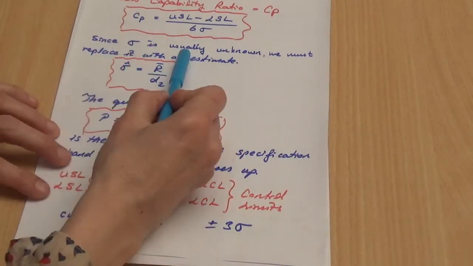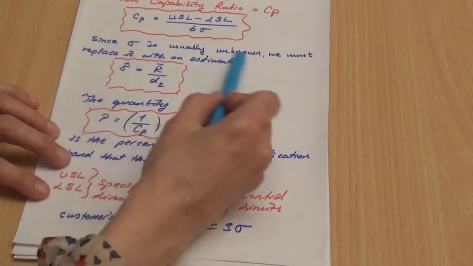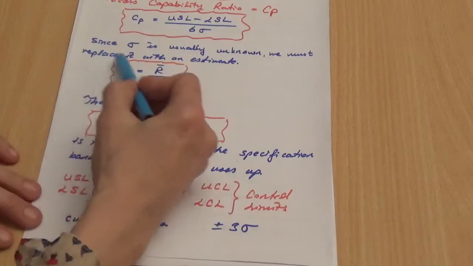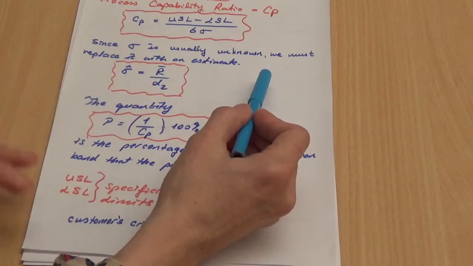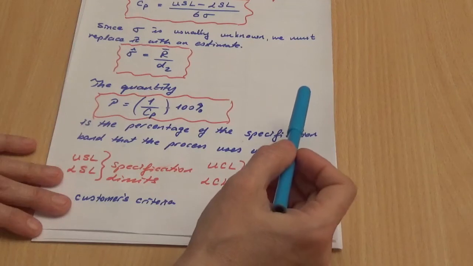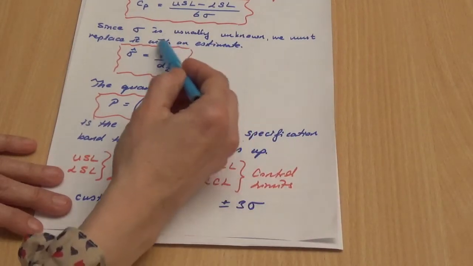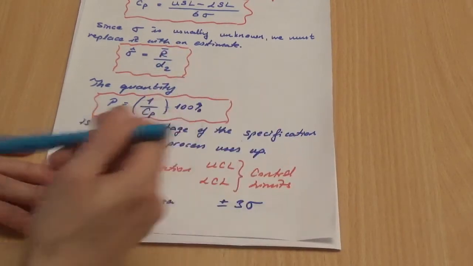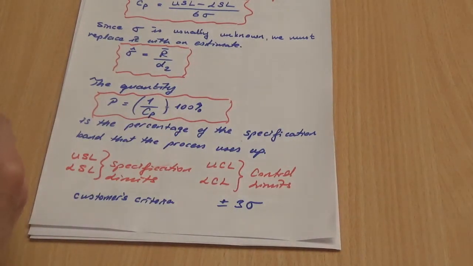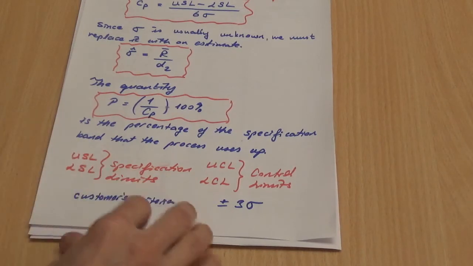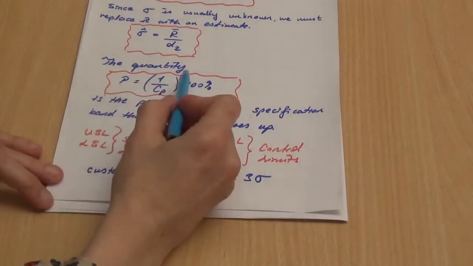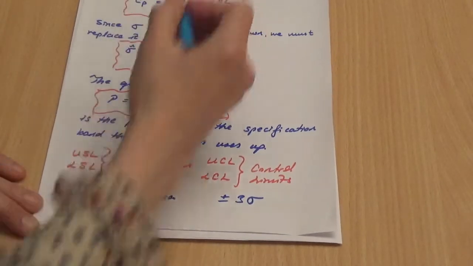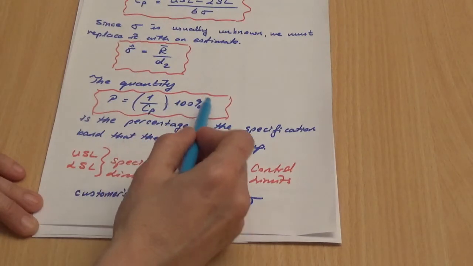Since sigma is usually unknown, generally it is unknown because the process is changing, we must replace it with an estimate. So one of the estimate formulas is the average range over d2. d2 is again a standard number for this equation. The quantity P is equal to 1 over Cp, Cp was the process capability, times 100%.